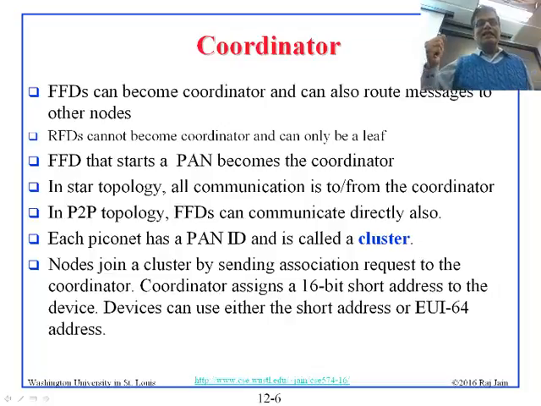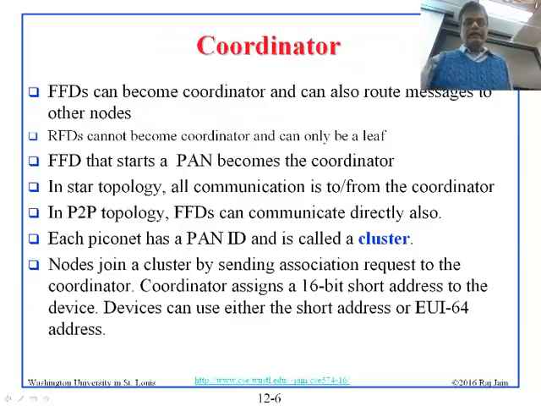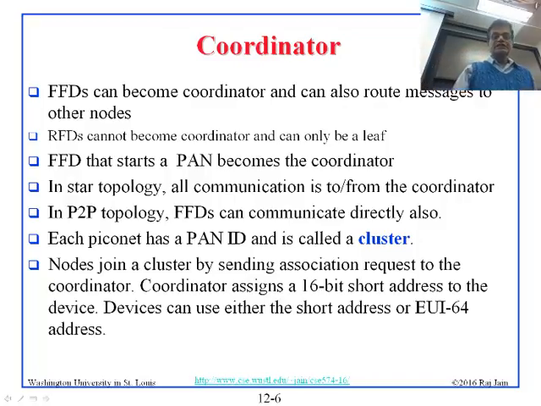That's easy. In the star topology, all communication is to and from the coordinator. So in this topology, you can see everybody is a leaf, and the leaf cannot talk to the leaf. They talk to the coordinator. In P2P topologies, FFDs can communicate directly also. So, in the P2P, the communication does not have to go through the coordinator, it can just go straight. That's why it's called P2P. Each PicoNet has a PAN ID and is called a cluster. So, now this whole thing is called a PicoNet. It has a personal area network identifier, a PAN ID, a network ID. And it is called a cluster, so you could have many clusters.